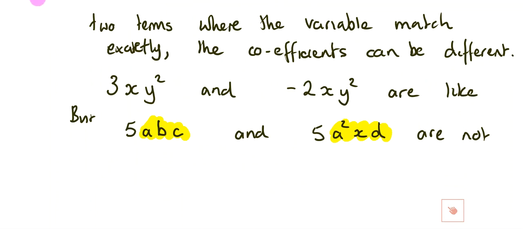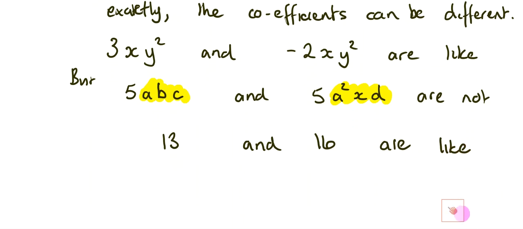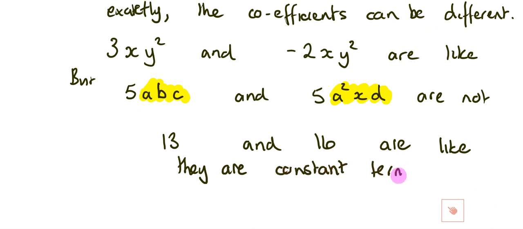Whereas if I said to you, we've got 13 and 16, are they like or not like? They're not both variables. They are constants. Okay. They are constant terms. Why is it constant? Because it never changes. Now that is a 13 because it's on its own, yeah? It's not saying there are 13 x's or anything like that.